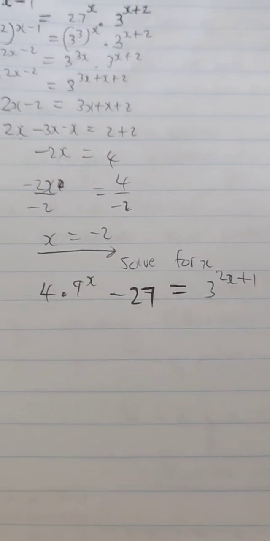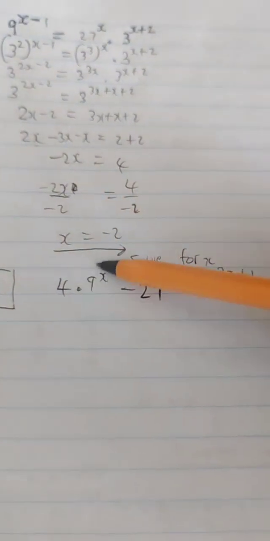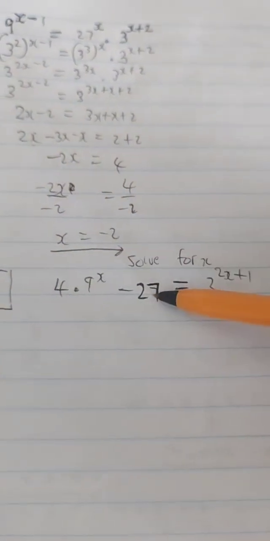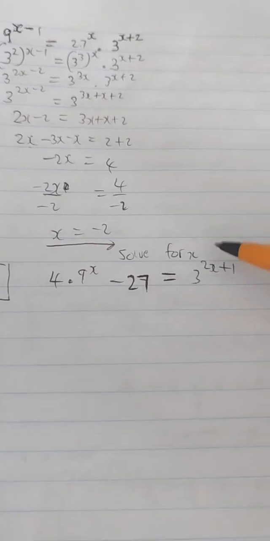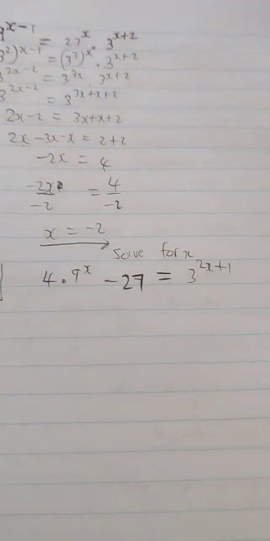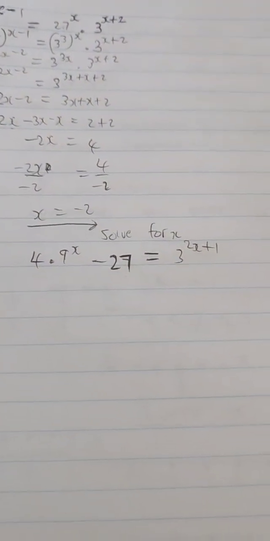4 times 9 to the power x minus 27 is equal to 3 to the power 2x plus 1.